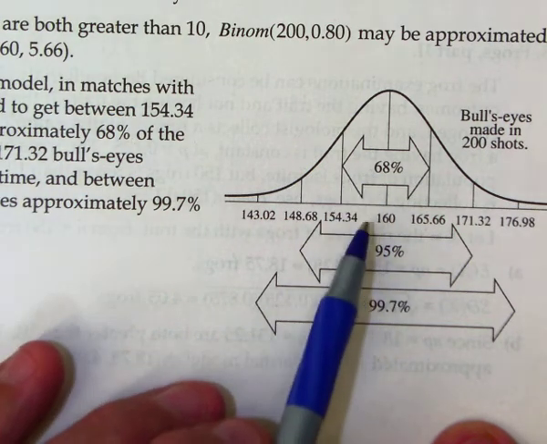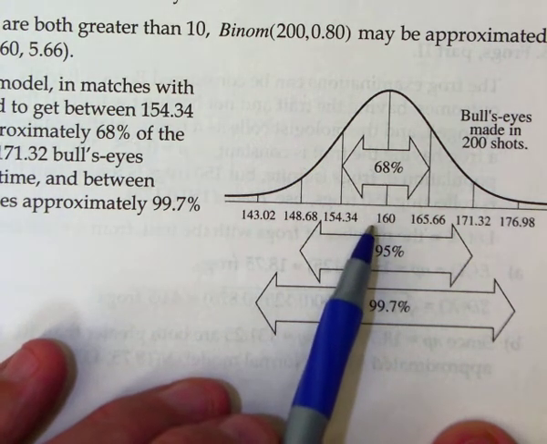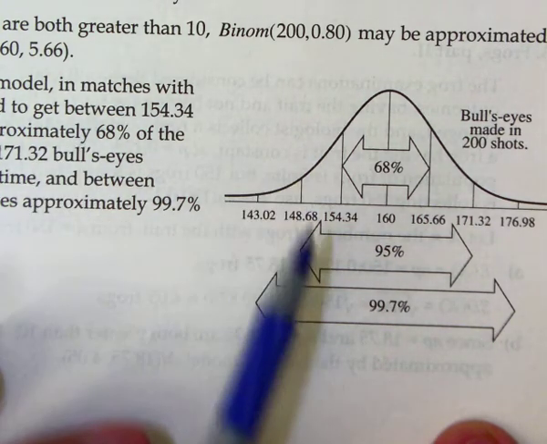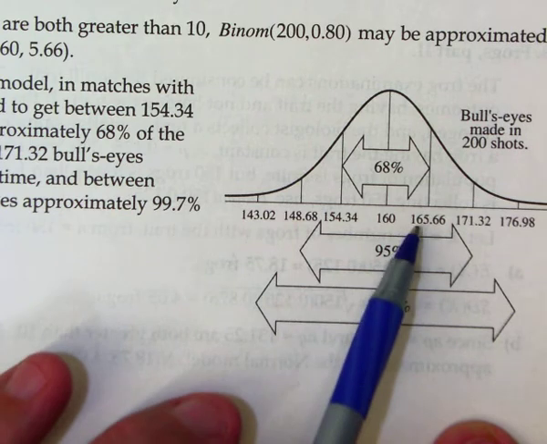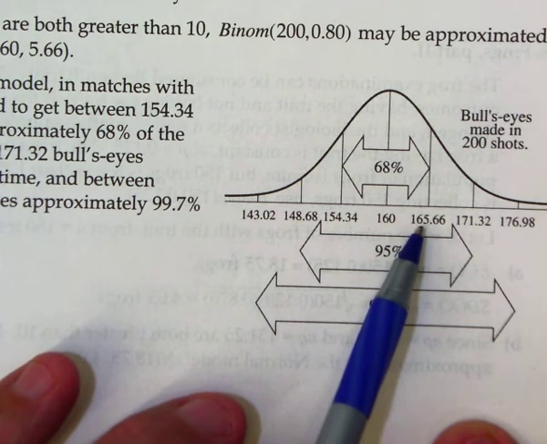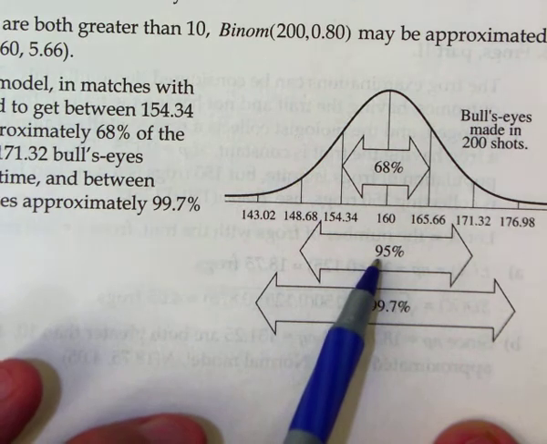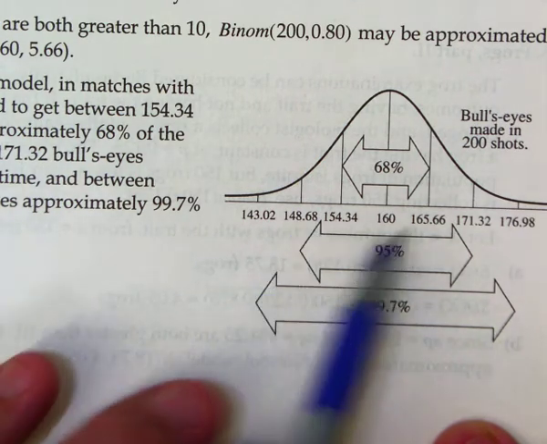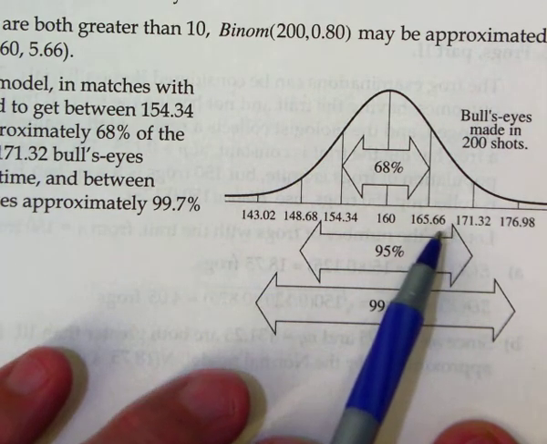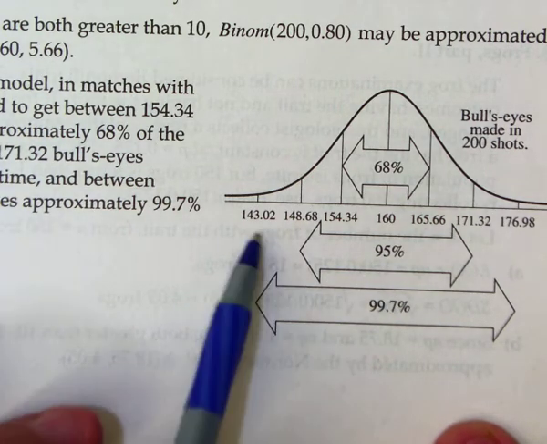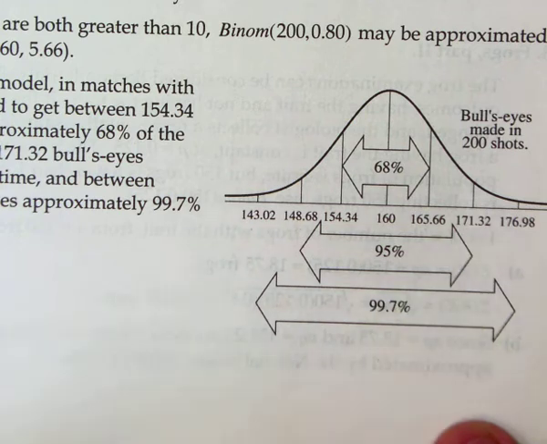So one standard deviation would be 68%. So 68% of the amount of arrows we expect a person to hit bullseyes on in 200 shots is between 154.34 and 165.66. That's what we expect to happen 68% of the time. 95% would be between 148.68 and 171.32, and 99.7% would be three standard deviations, 143.02 to 176.98.